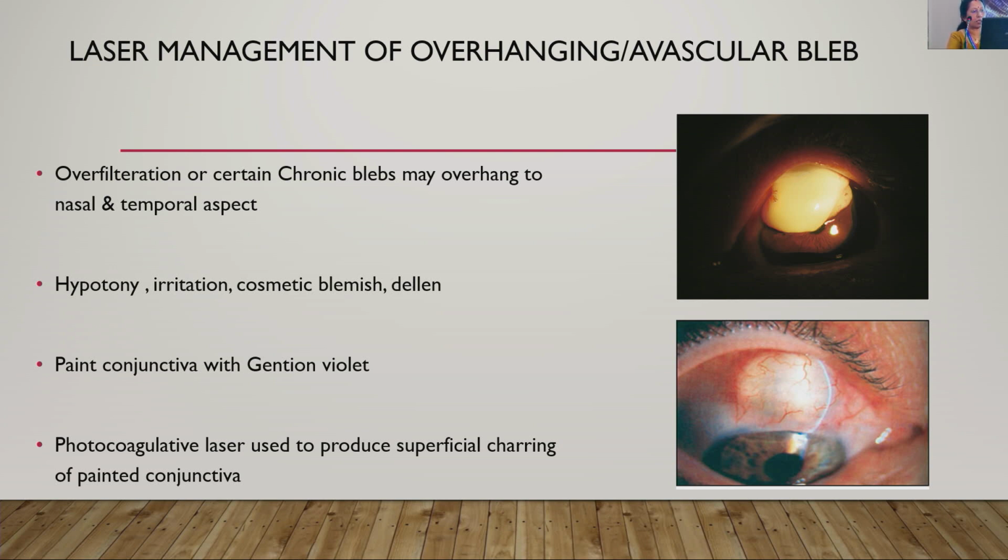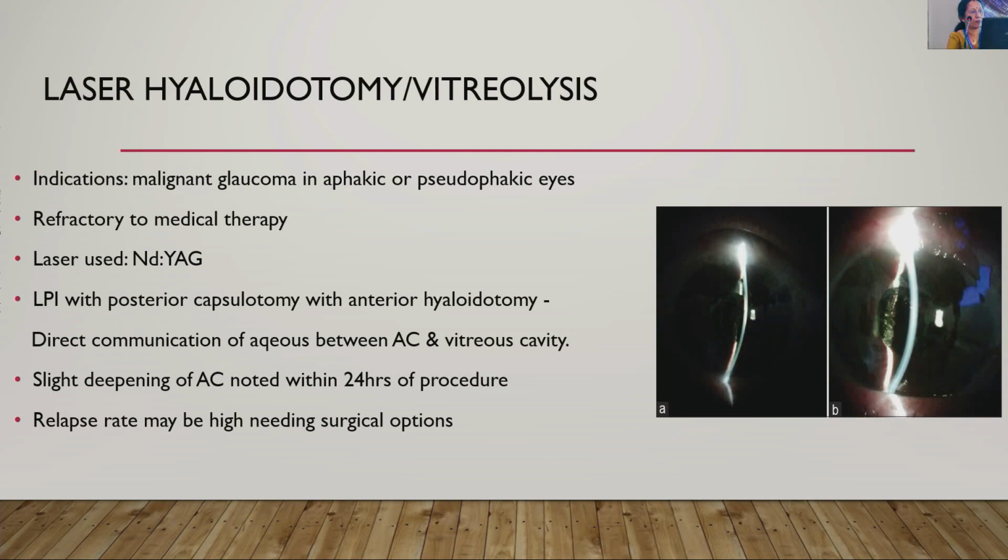Overfiltration or certain chronic blebs which may overhang on the nasal and temporal aspect, as you see in this picture, can lead on to hypotony, irritation, cosmetic blemish, and Dellen on the adjacent cornea. Here, photocoagulative laser can be used. You paint the conjunctiva with gentian violet, and application of photocoagulative laser over the bleb will cause shrinkage of the bleb, and overhanging can be reduced.